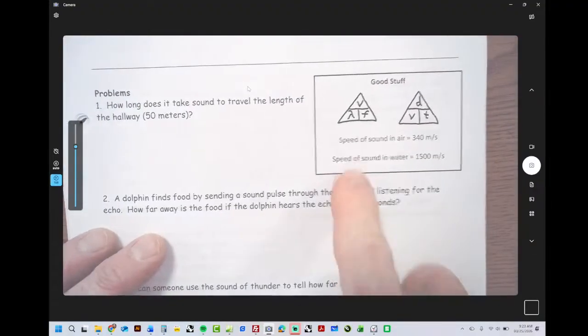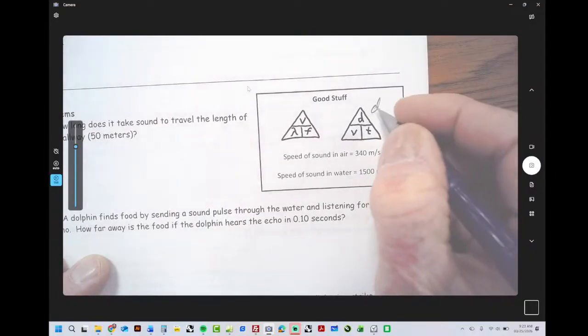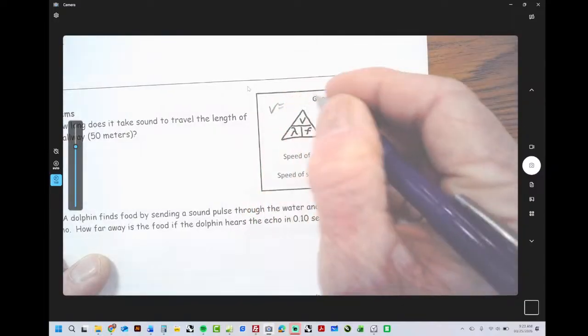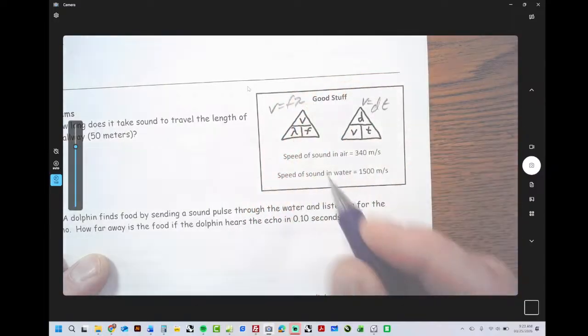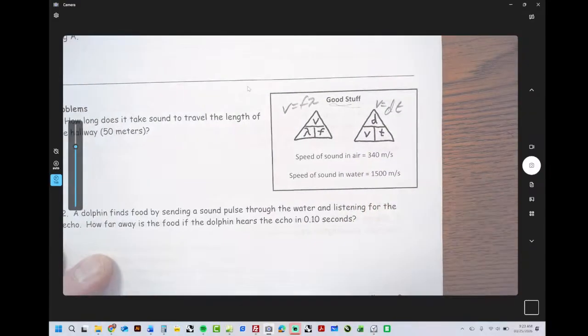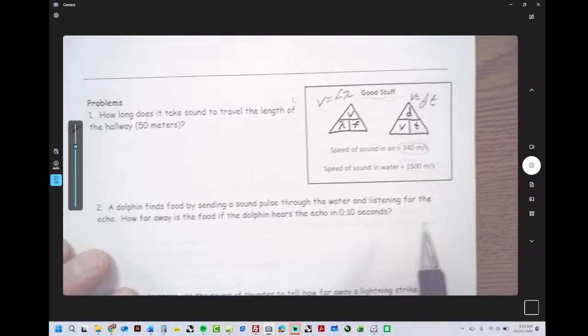So these formulas, these are the formulas I just wrote. This is velocity equals distance over time, and this is velocity equals frequency times wavelength, but I just put them in the little triangle. Mr. Chase used to call his formulas good stuff, so that's why that says that. This is the speed of sound in air. This is the speed of sound in water.